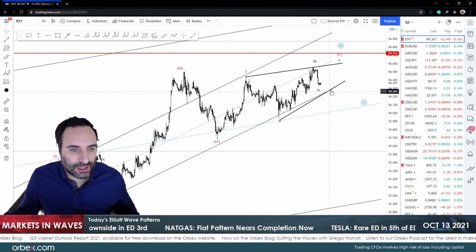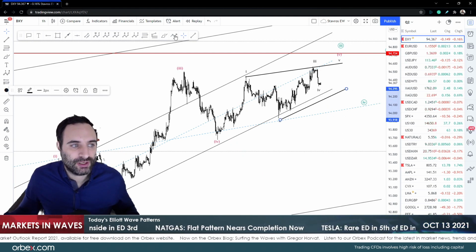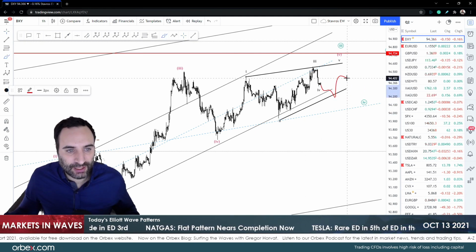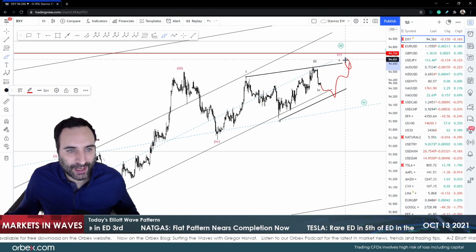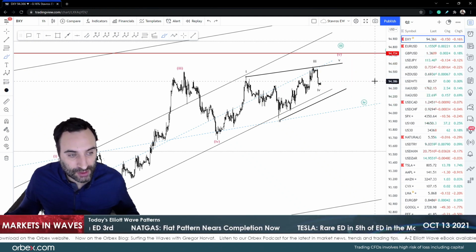And as long as this sort of level or trend line is going to hold, then it's very highly likely that we're going to get another ABC all the way up to end this correction, to end this ending diagonal, and then do another leg up and then start falling.